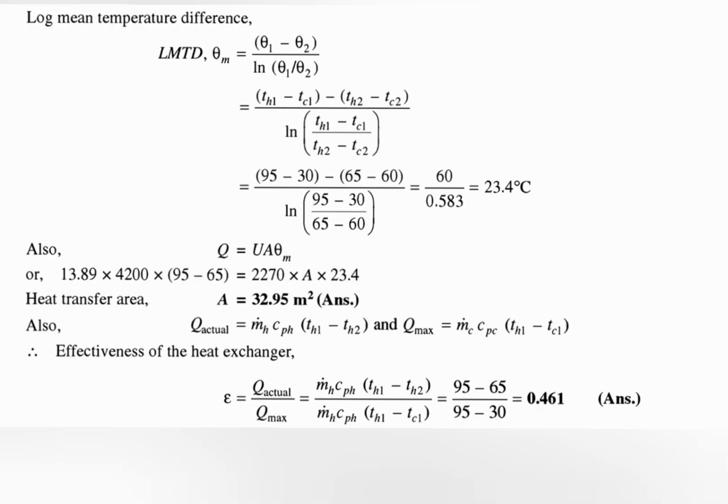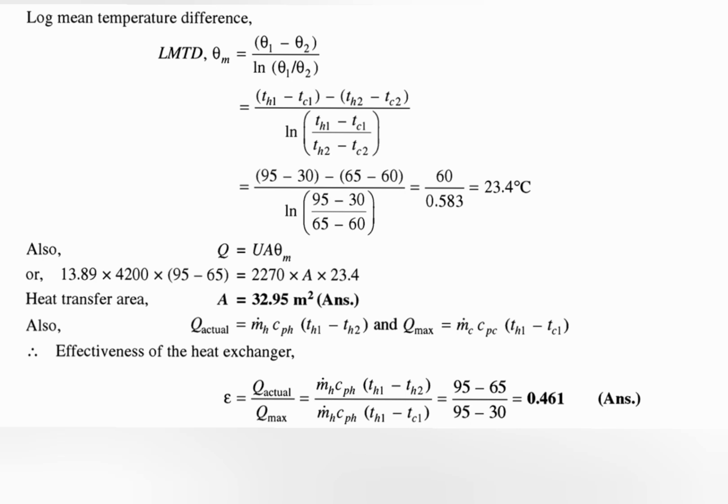Now apply the equation of LMTD, the logarithmic mean temperature difference. They already mentioned it's a parallel flow heat exchanger. So for a parallel flow heat exchanger, the LMTD, theta m, is theta 1 minus theta 2 whole divided by ln theta 1 by theta 2. For a parallel flow heat exchanger, theta 1 is Th1 minus Tc1 and theta 2 is Th2 minus Tc2. You have to learn that. So simply substituting, I can find theta m as 23.4 degrees Celsius.